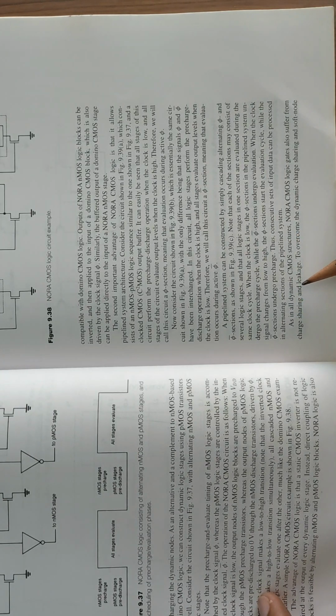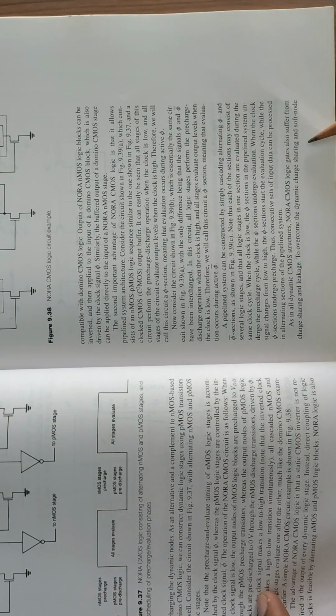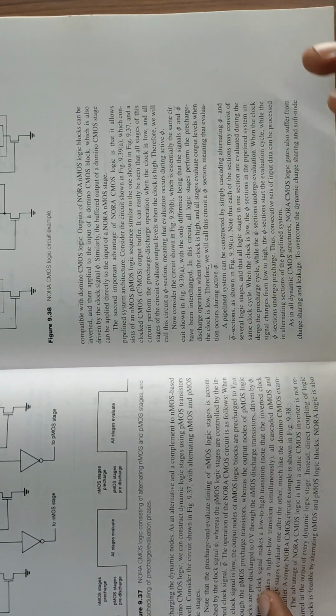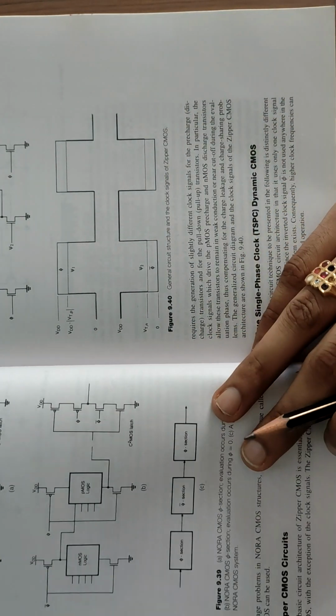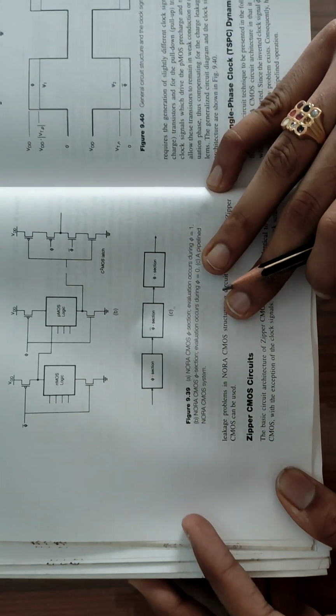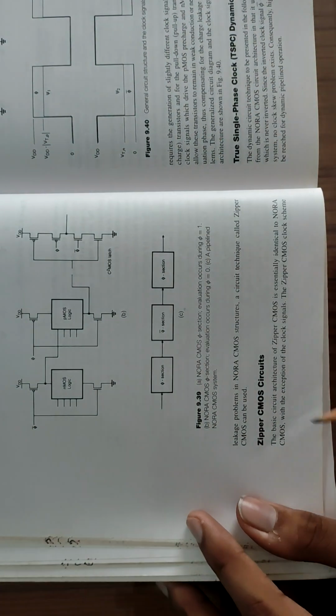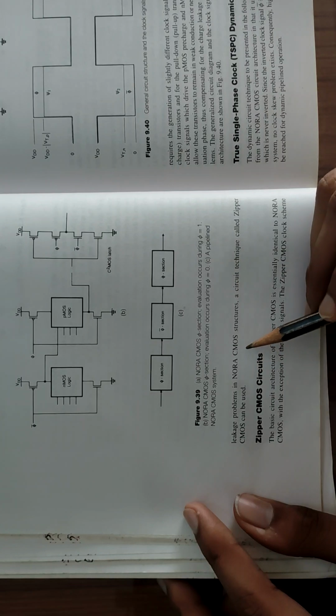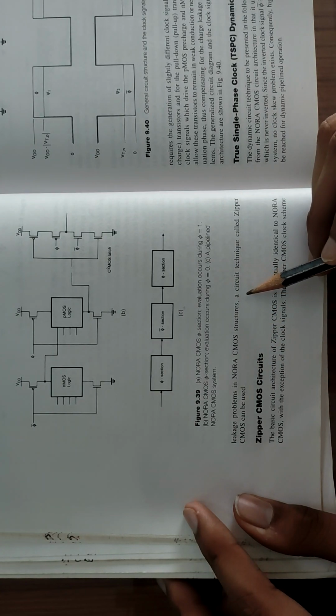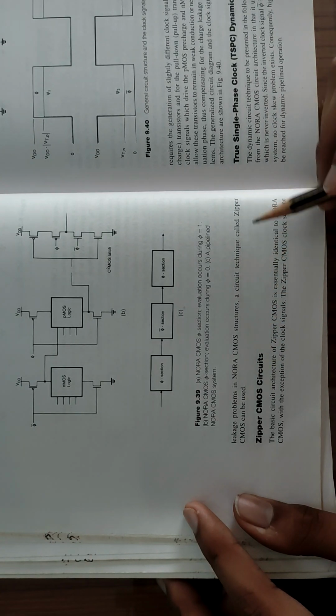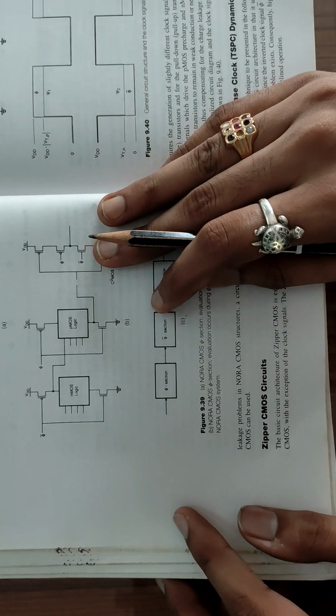As in all dynamic CMOS structures, NORA CMOS logic gates also suffer from charge sharing and leakage. To overcome the dynamic charge sharing and the soft node leakage problems in NORA CMOS structures, a circuit called zipper CMOS can be used.